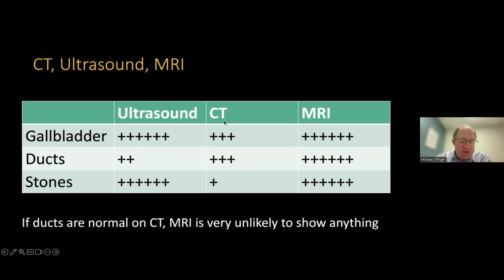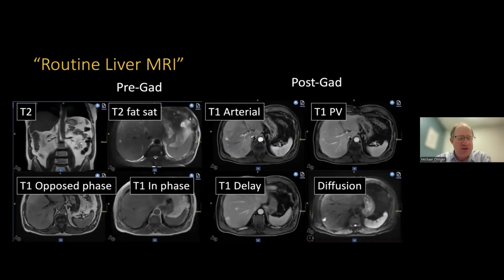Now, the other way around, if a CT shows an abnormality, MRI can often clarify it. But really, if one is totally normal, the other one is not necessarily, with the exception of the fact that if what you're looking for is stones, we can see stones extraordinarily well. I would also say, stop me at any time if you have questions.